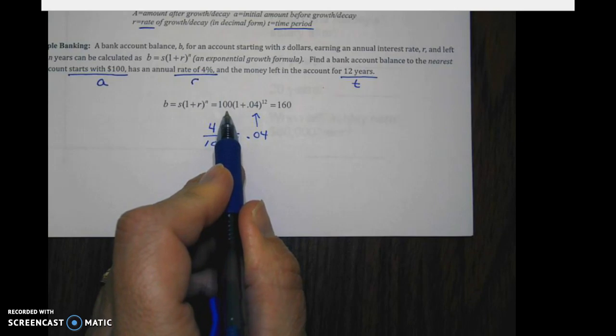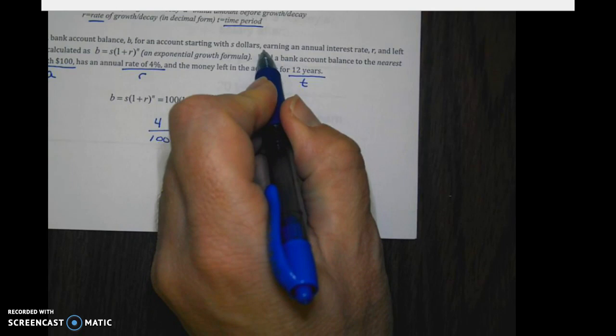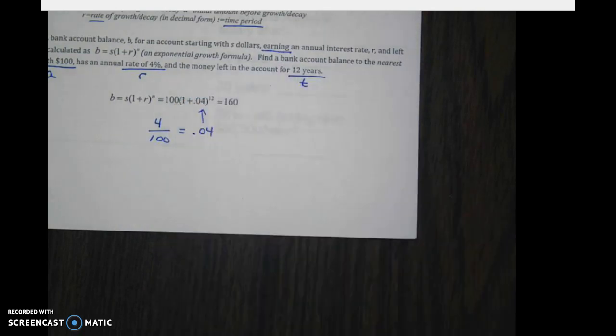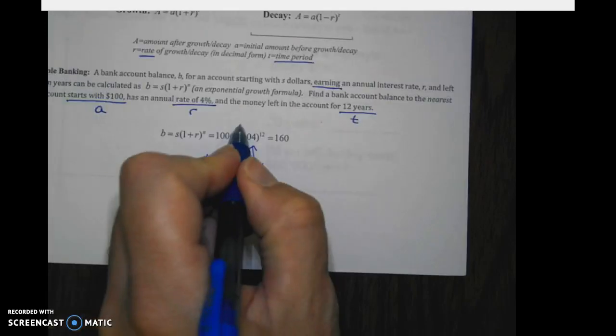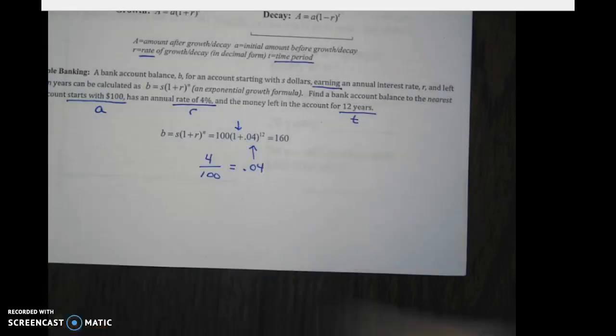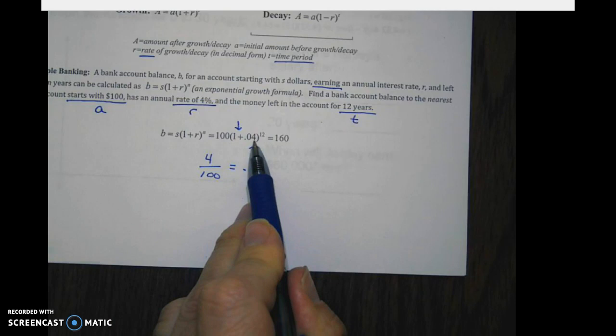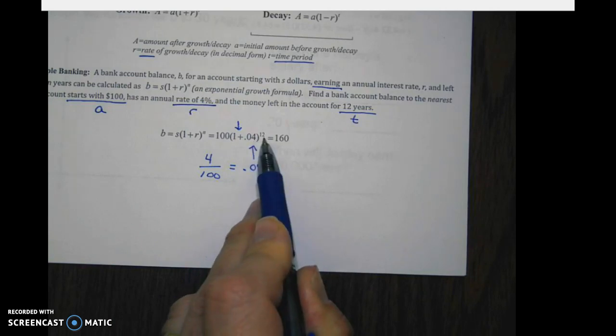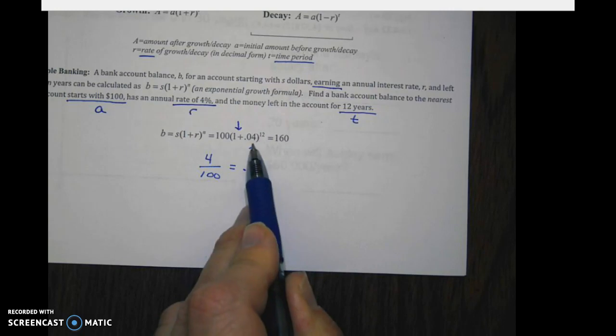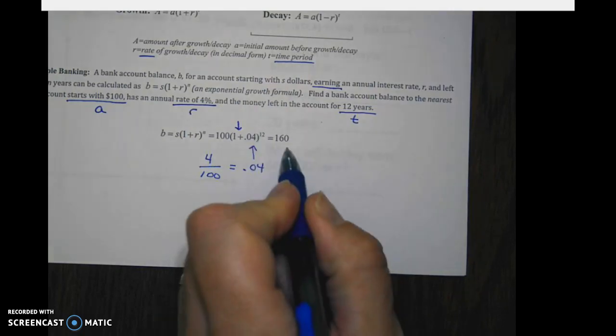and we are growing, okay, because we're earning an interest rate right up here. So we're earning money. That means we're increasing. And that's why we use the plus in here. We're earning 4% on our money for 12 years. So in 12 years at 4%, we've earned $160.